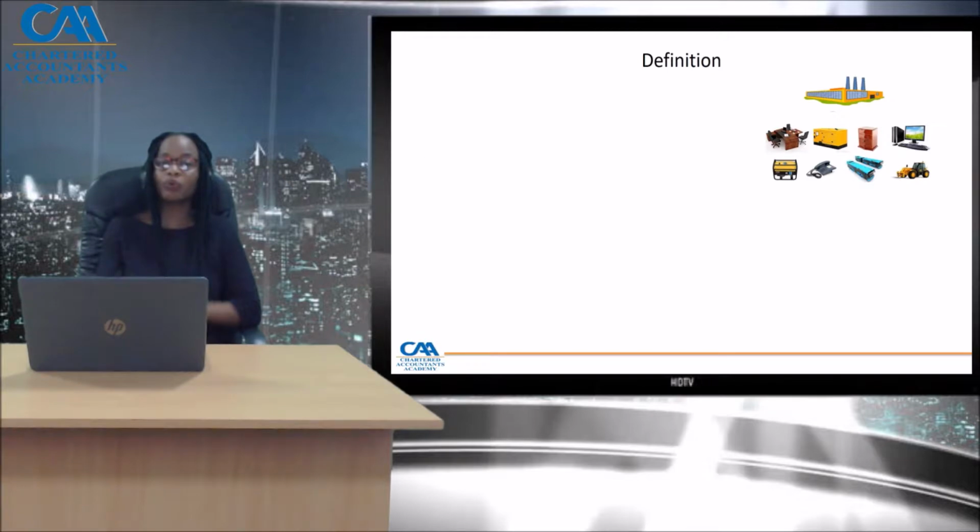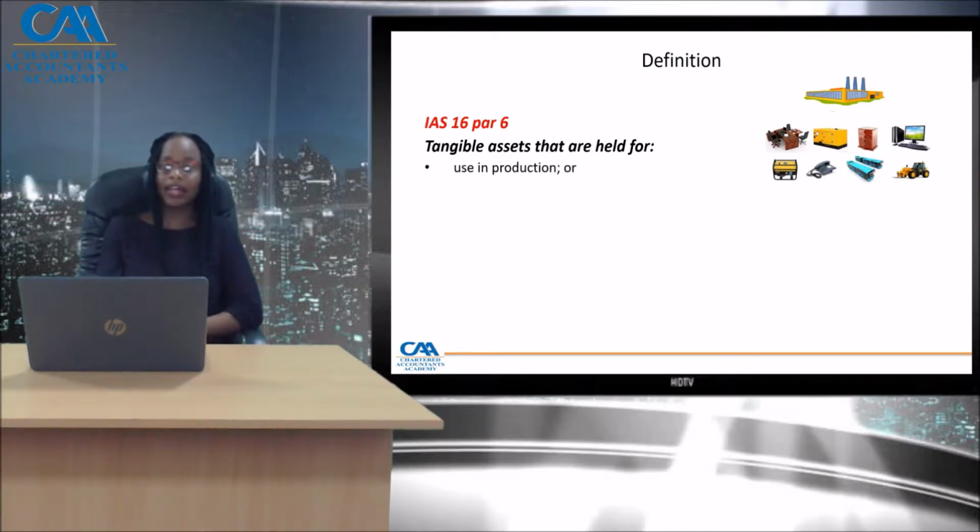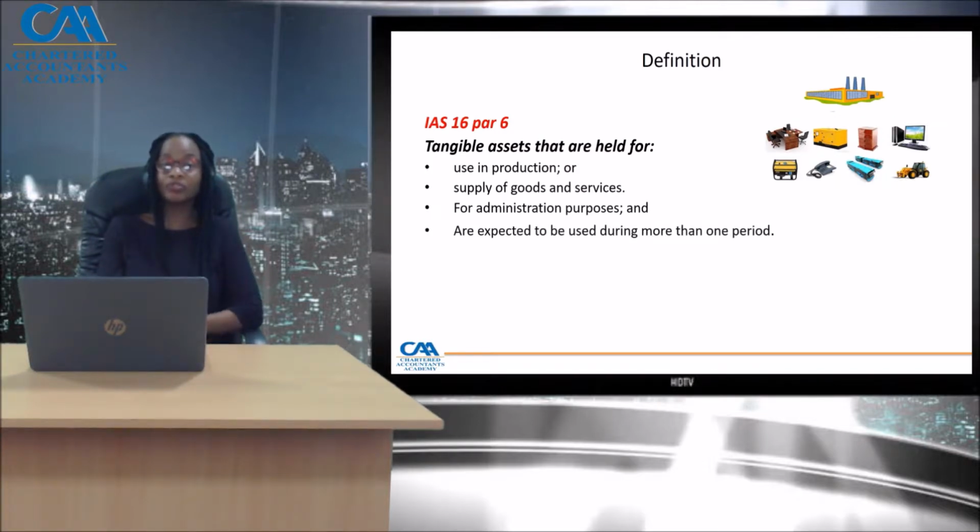So what is property, plant and equipment? Property, plant and equipment includes tangible assets that are held for use in production, for example, a factory, or held for supply of goods or services. Maybe you have a retail shop that you use to sell your products, or held for administrative purposes, so maybe you use it as office buildings. And it is important to note that these tangible assets should be expected to be used for more than one period.